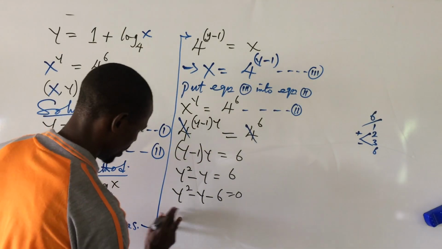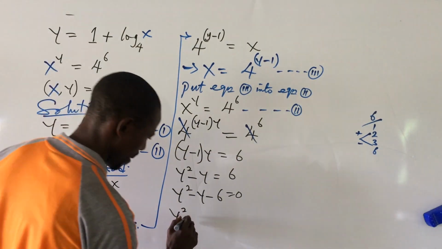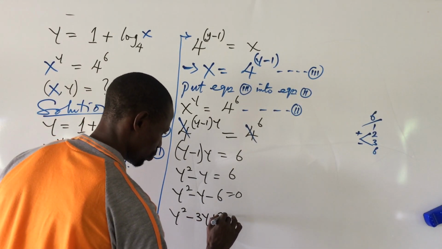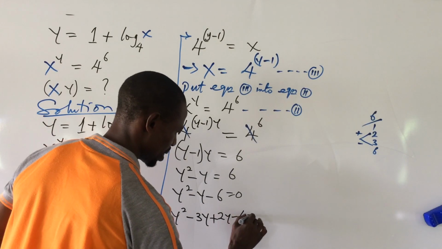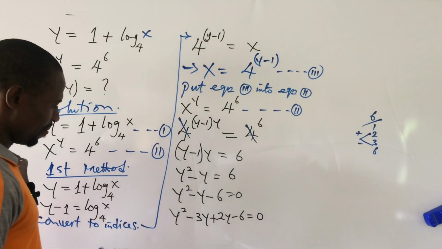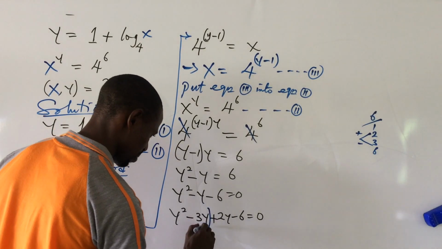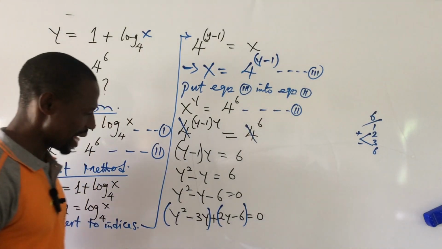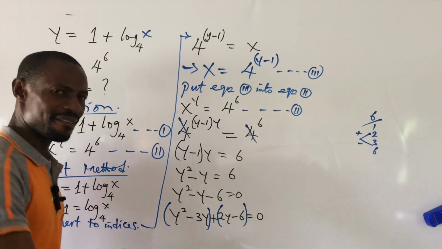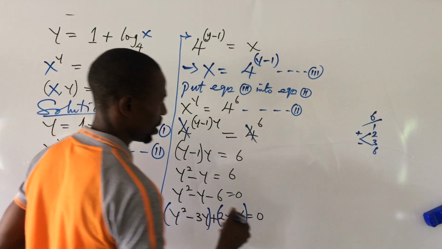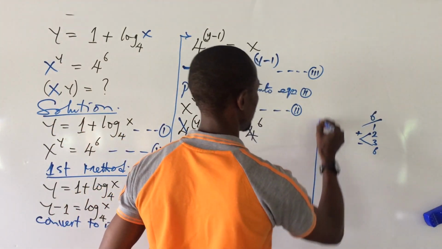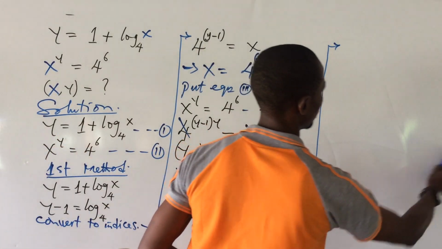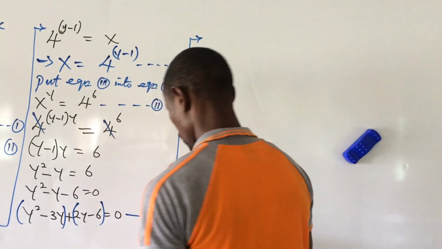So here we're going to have y squared minus 3y plus 2y minus 6 equal to 0. Very good. Let's put this and this in brackets. We look at terms that are common to each bracket and factor those terms out. So from here, we proceed again. We erase this first. y is common to this, so we bring out y.